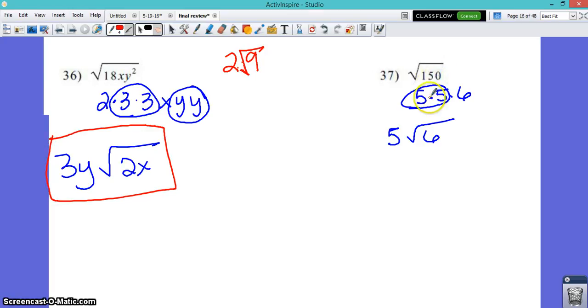Same thing with this. You could have also said 15 times 10, which is 3 times 5 times 2 times 5. And you could see right there is your pair of 5's that you pull out.